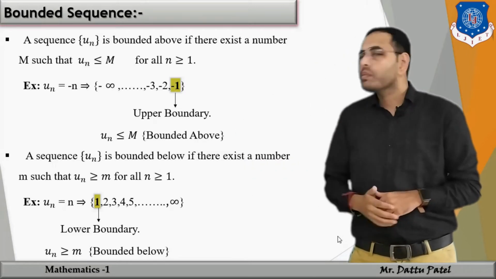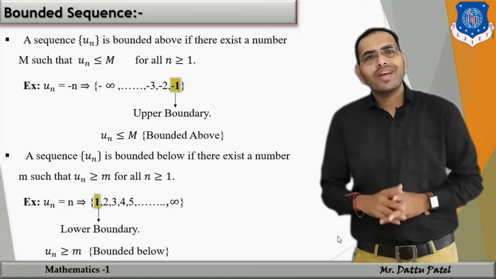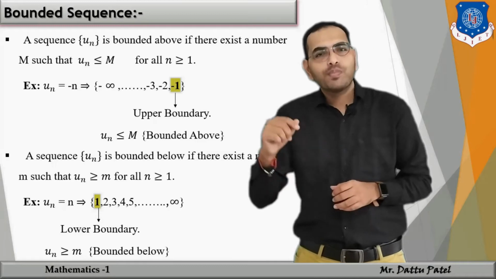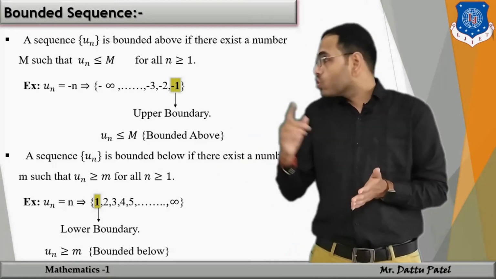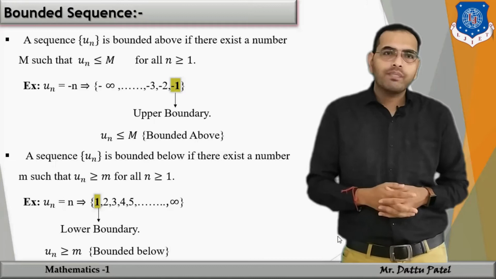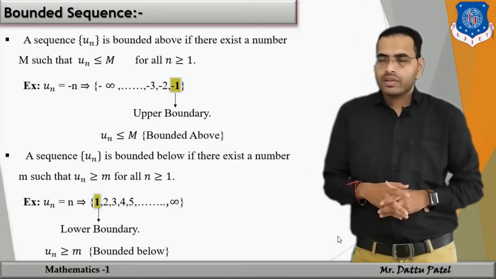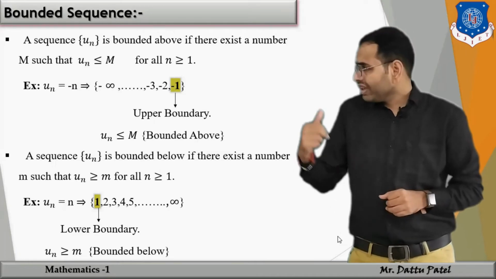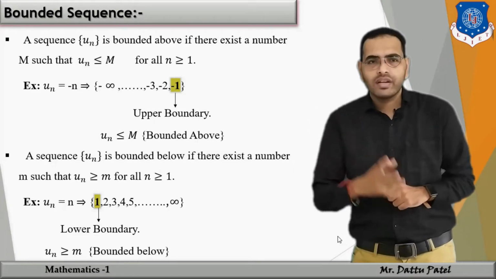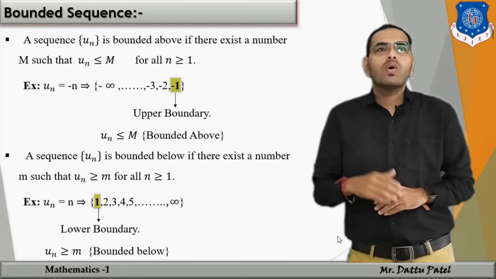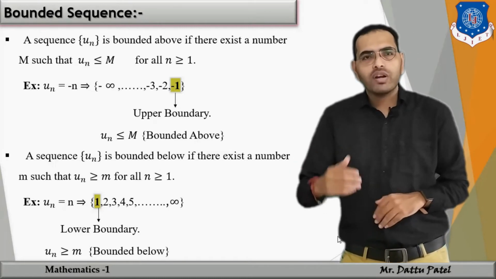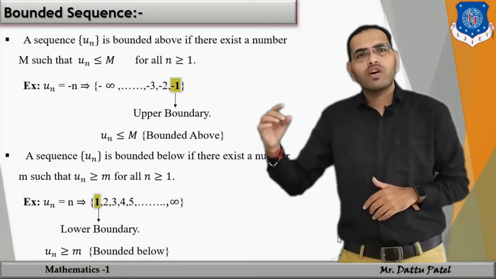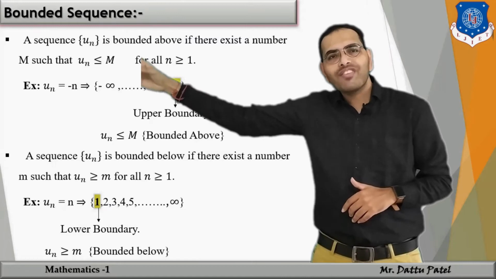Now let's see the bounded below. A sequence u_n is bounded below if there exists a number small m such that u_n is greater than or equal to m for all n greater than or equal to 1. Let's see one example for the bounded below. Here the sequence u_n equals n. Substitute the values n equal to 1, 2, 3, 4 and so on. Then we get our sequence 1, 2, 3, 4, 5 and so on up to infinity.